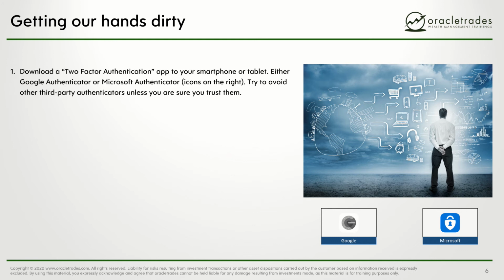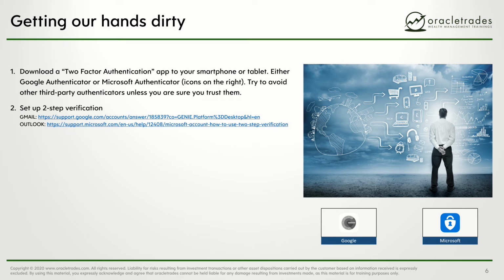Next, download a two-factor authentication app to your smartphone or tablet. Two most popular ones are Google Authenticator or Microsoft Authenticator. And I've put the icons on the right, as some app stores will show you results of other third parties that pretend to be Google Authenticator or Microsoft Authenticator. So be alert, and try to avoid other third-party authenticators unless you're sure you can trust them.